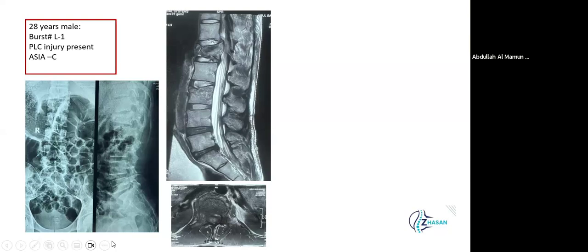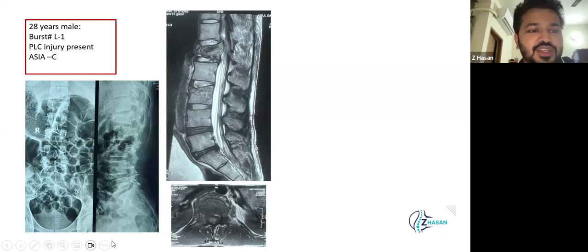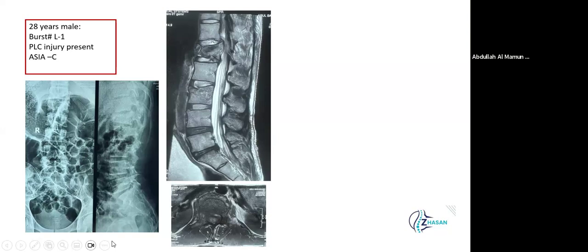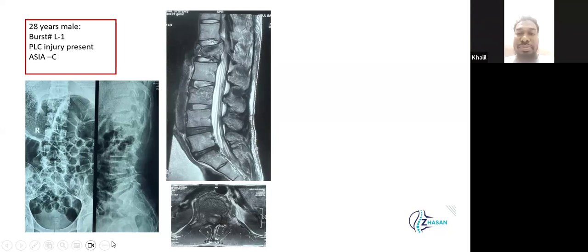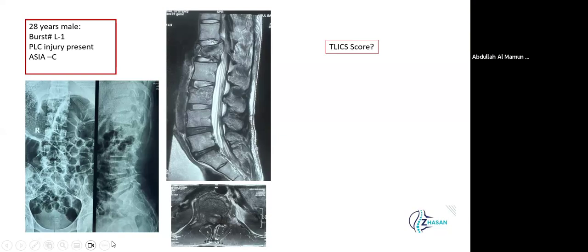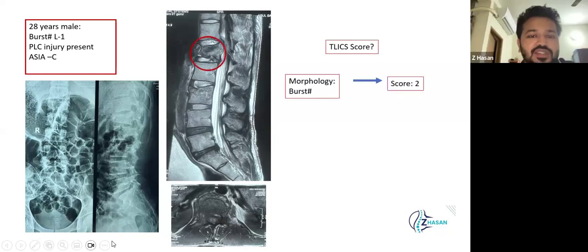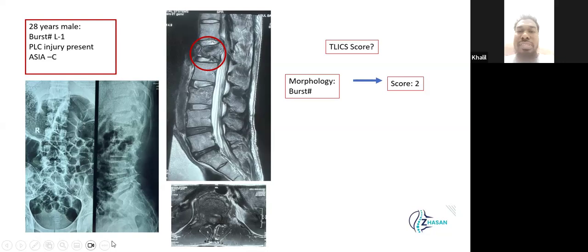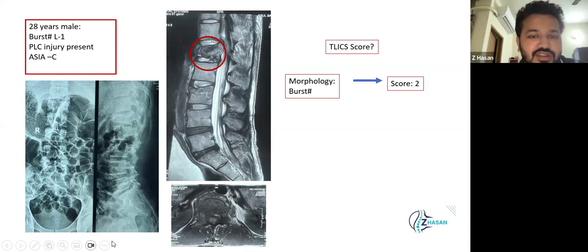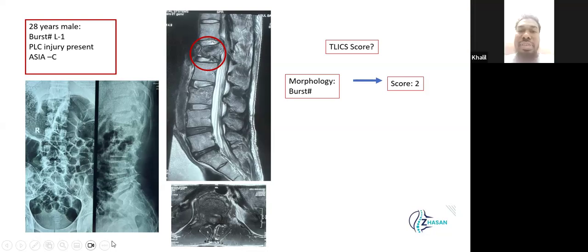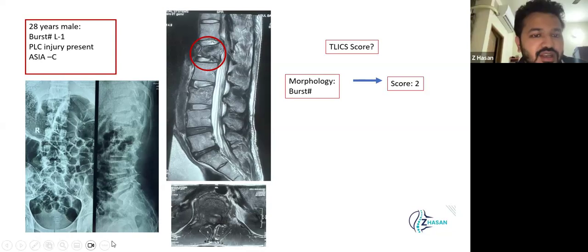It is already written, burst fracture. So for burst fracture, what is the score? Two. Burst fracture is 2. Okay. Khalil bhai is getting it very nicely. And the PLC injury is present, so what is the score? PLC, it is 3. Okay, so 3 for PLC. And neurology, incomplete injury, 3.